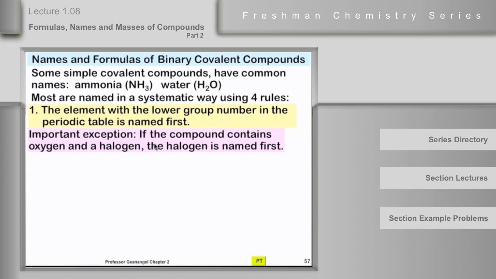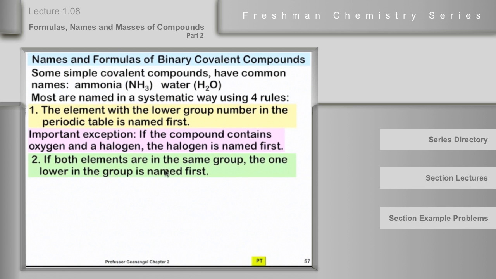The more important exception is if a compound contains oxygen and a group 7 element, a halogen, fluorine, chlorine, bromine, iodine. We name the halogen first, even though it's to the right. And this is nothing more than an historical precedent. It's been done this way too long. They know that old chemists like me could never relearn it, so they're kind to us. Okay?